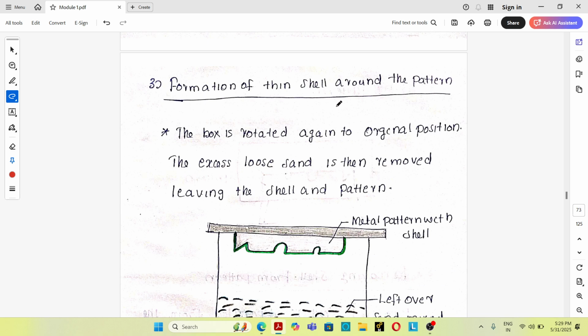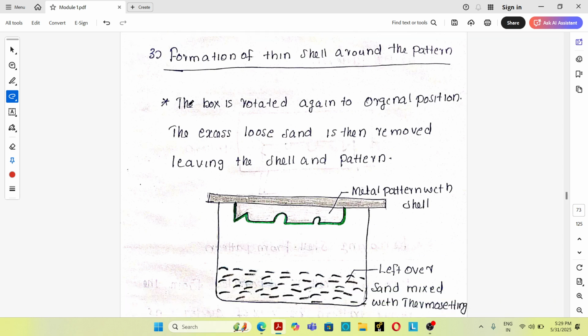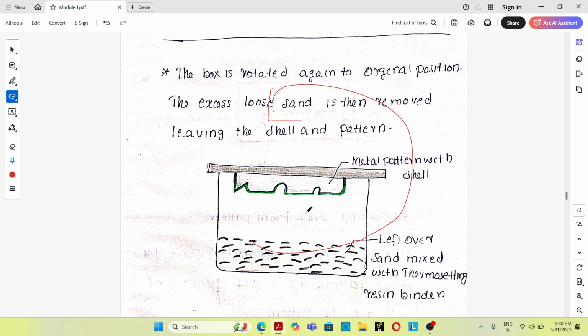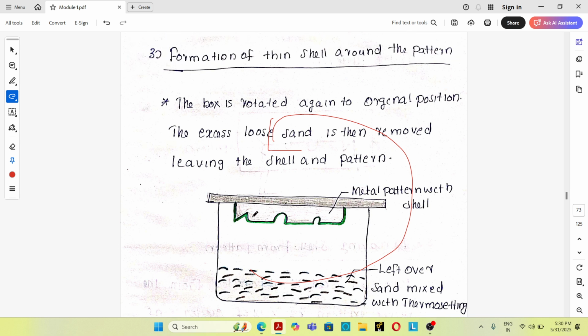So, third step, formation of a thin shell around the pattern. The box is again rotated to the original position. When the box is rotated back to the original position, the loose sand that has not formed the shell is removed, leaving the shell and metal pattern. The leftover sand falls to the bottom of the dump box. So in the top, the pattern and shell are produced.